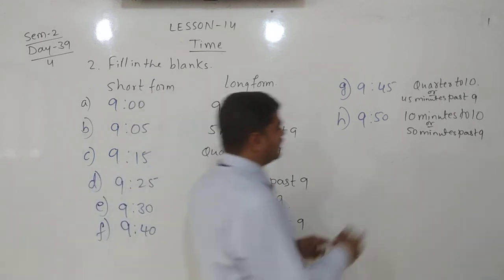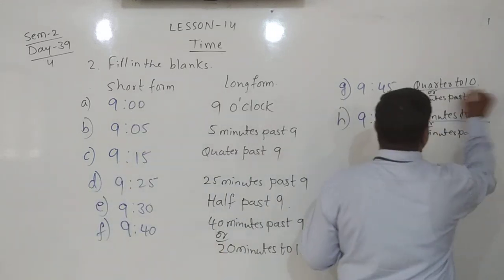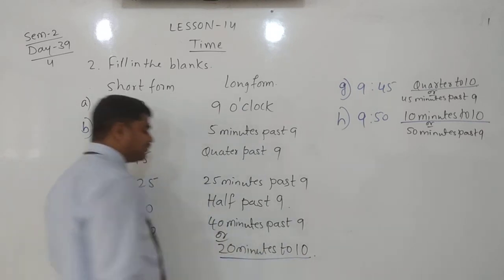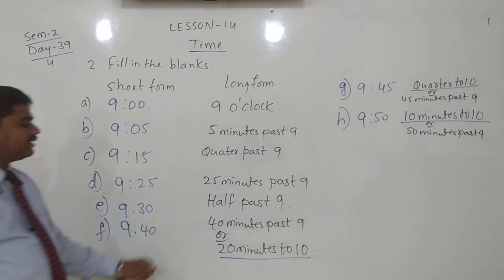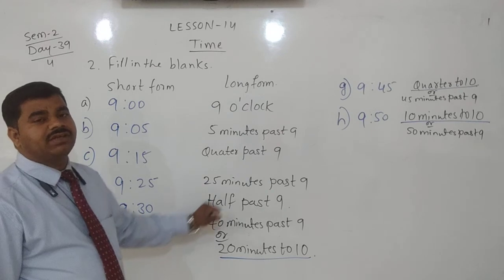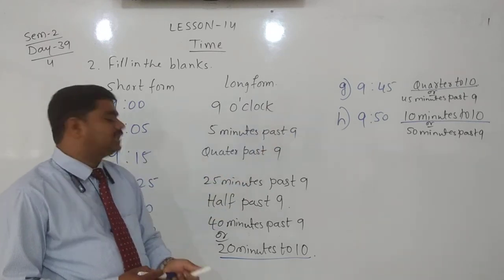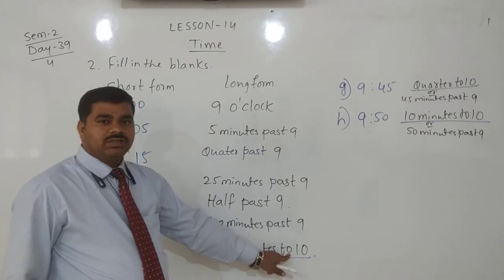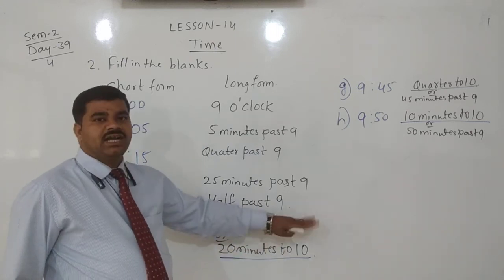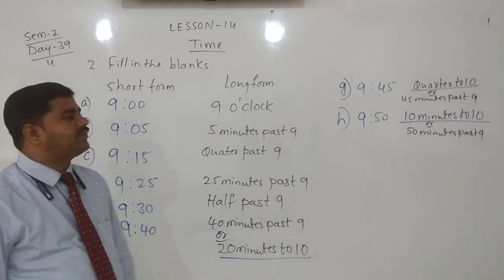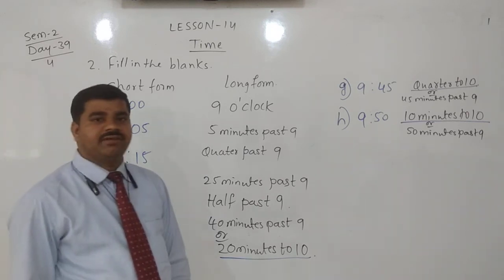Better to use this one. Why? It is nearest to the 10 now. Yes, that's why. Here also we use this one only, 20 minutes to 10. When it is near, 20 minutes or 15, 16 like that, we can use 'to'. If it is past, up to half an hour we can use half past, quarter past, 25 minutes past, 30 minutes past, like that.